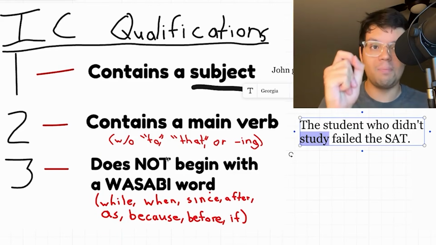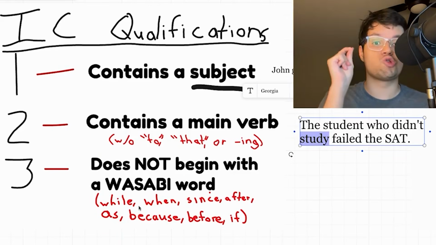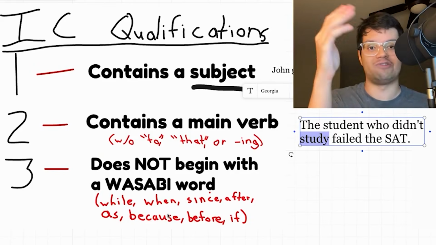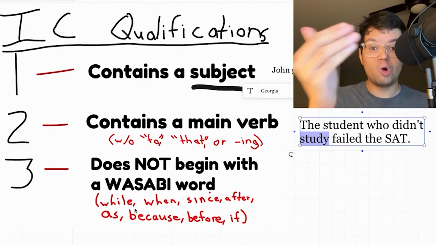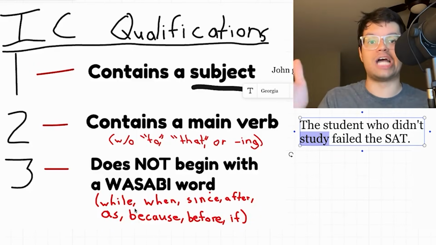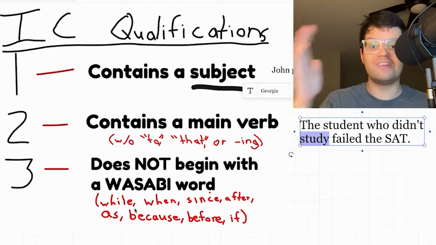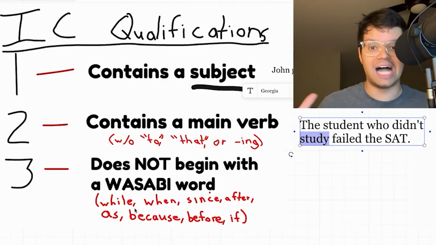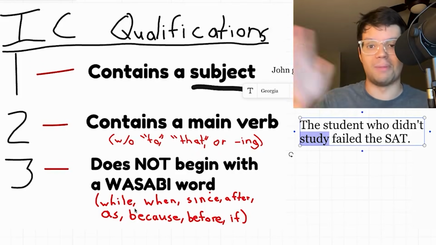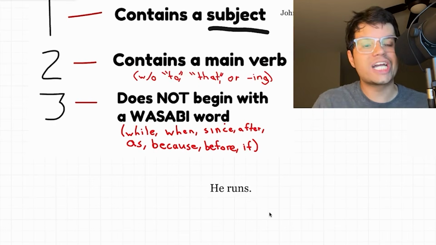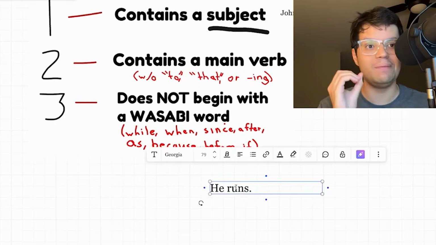Third, the sentence cannot begin with a wasabi word. Wasabi words are words like while, when, since, after, all this stuff here. You'll get more used to what counts as a wasabi word as you do more of these sentences, so you don't need to memorize these immediately. You should just know that if it starts with one of these, immediately not an independent clause, dependent automatically. Nothing else really matters.